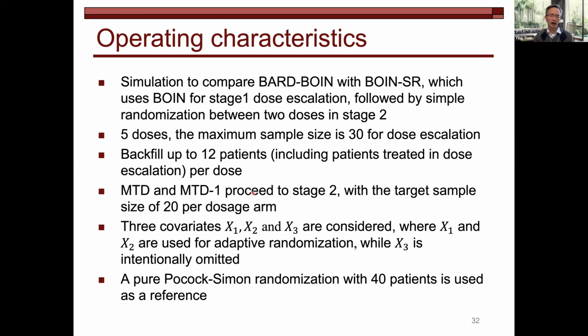Okay. And we consider 3 important covariates and prognostic factors. We assume X1 and X2 are used for adaptive randomization. But in here, we intentionally assume there is another unknown prognostic factor, so we didn't include it in the randomization. And we also compare with pure post-hoc randomization. This is used to gauge how good our process is, because we mix randomized and non-randomized data. How does it compare with pure randomization based on post-hoc assignment from the beginning?